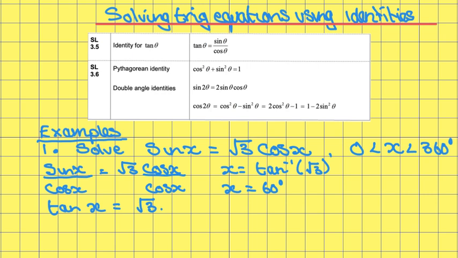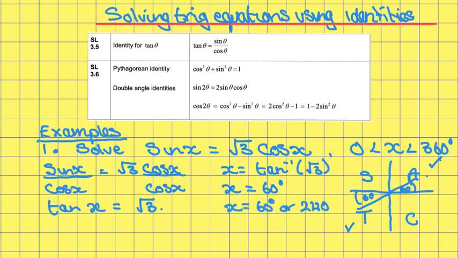So let's draw our CAST diagram. So I want tan to be positive. So it is in quadrant 1 and quadrant 3. So that is 60 degrees and that is 60 degrees. So my two solutions are 60 degrees and 180 plus 60, which is 240. So x is equal to 60 or 240 degrees.